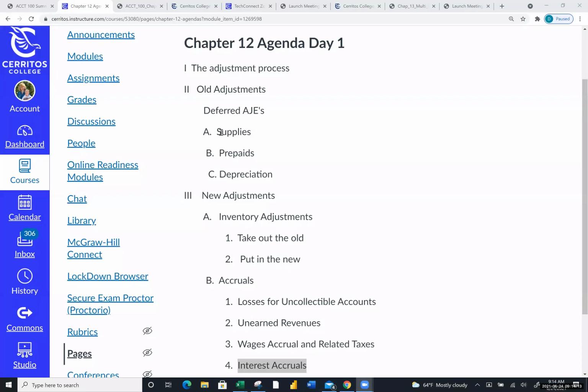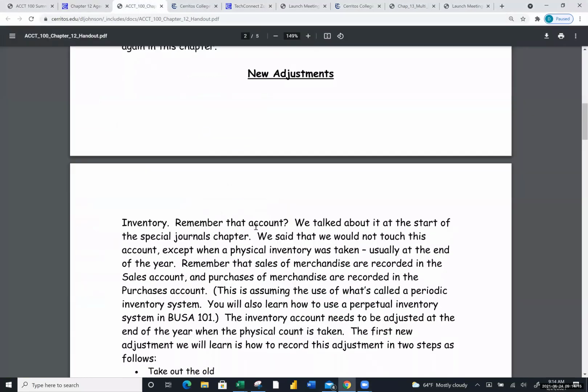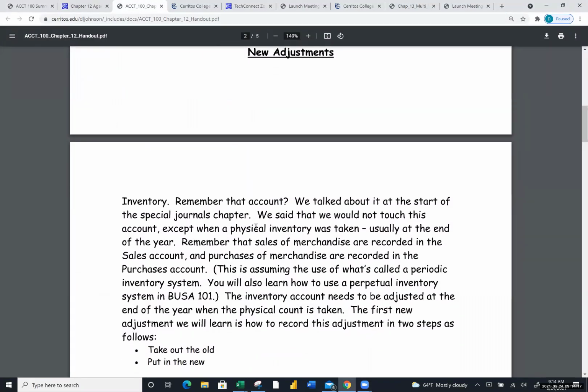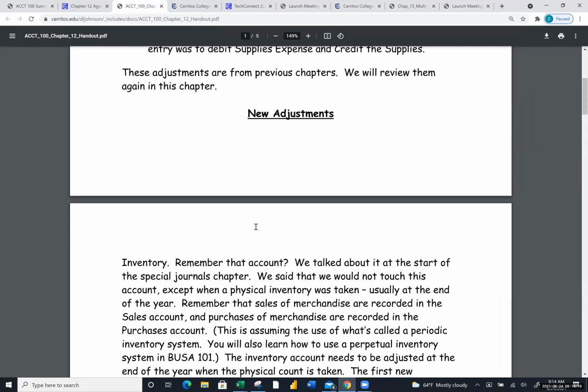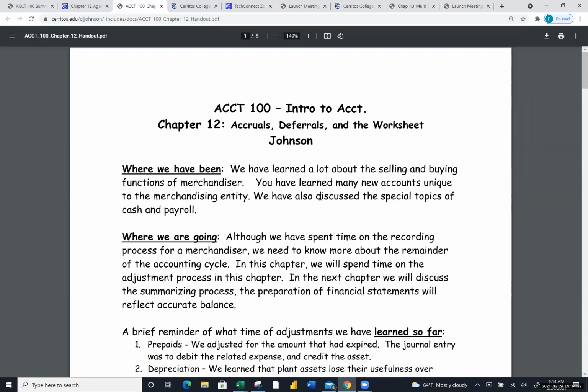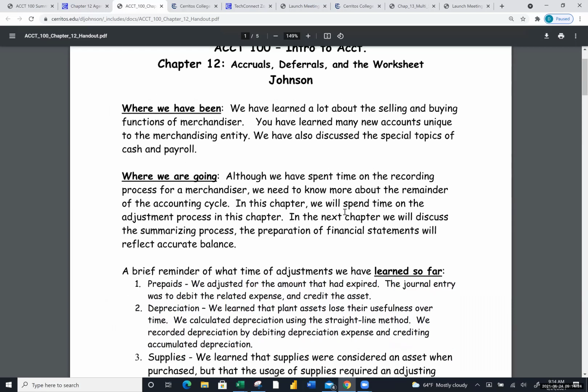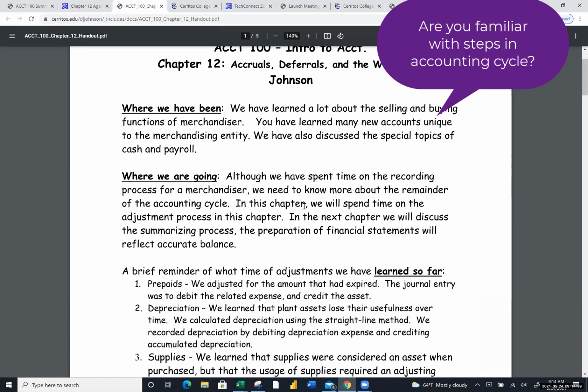And let's keep going. So here's the handout. We're going to focus on the new adjustments. Last time we were here, we took a look back at where we've been and a look ahead at where we're going. We are now in the final stages of finishing up the accounting cycle, but this time it's for a merchandiser. So one thing I would ask yourselves right now: could you list those accounting cycle steps again? For example, first we analyzed transactions, then we journalized transactions.